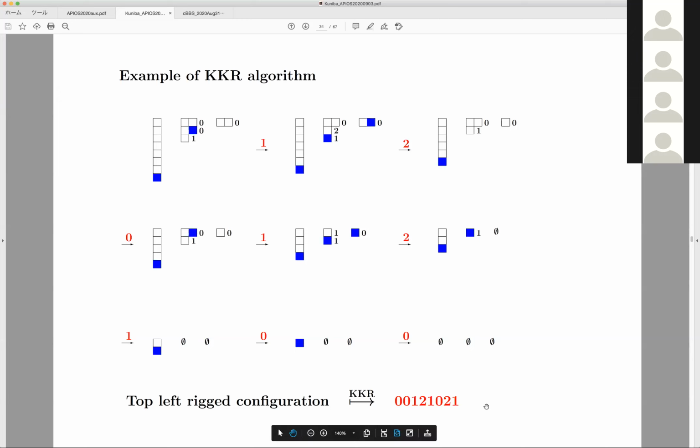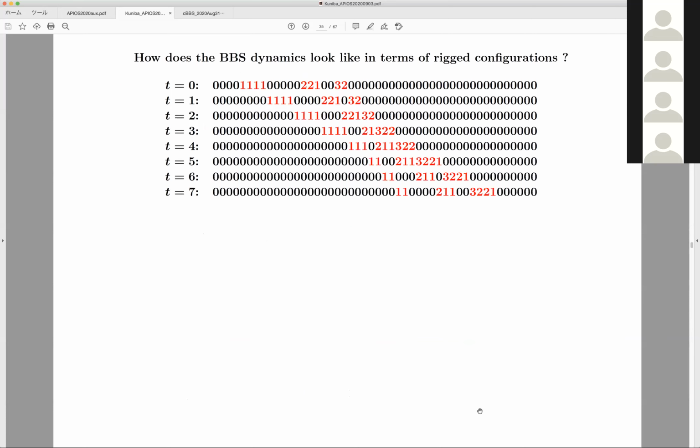So you can program it on a computer, and the computer gives the image almost instantly, even for a path of length, say, 100. So now I have explained the KKR bijection. So there is a bijection between paths like this and rigged configurations, that is, n-tuples of Young diagrams associated with riggings.